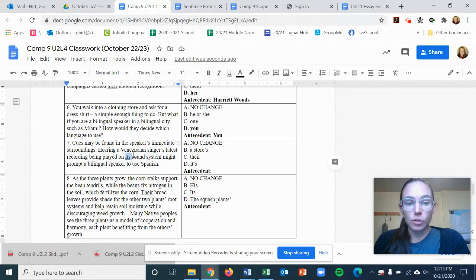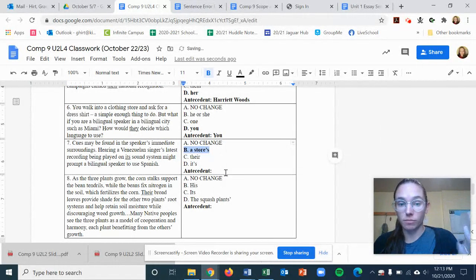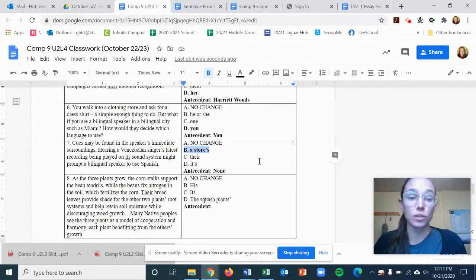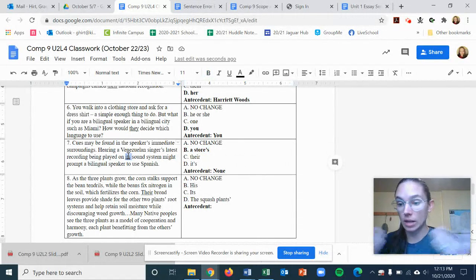So instead of using a pronoun, we would want to just use the noun that we're talking about. So there is no antecedent in this passage, right? So we're going to use just the noun. Hearing a Venezuelan singer's latest recording being played on a store's sound system might prompt a bilingual speaker to use Spanish, right? Because this pronoun does not have an antecedent. So it would be confusing to use a pronoun because your reader wouldn't know what you're talking about.